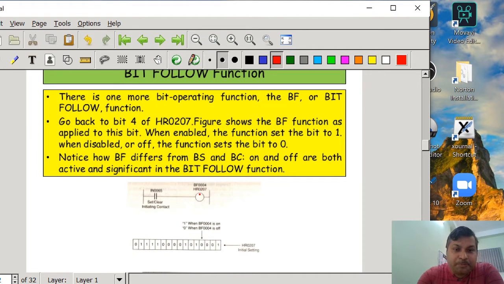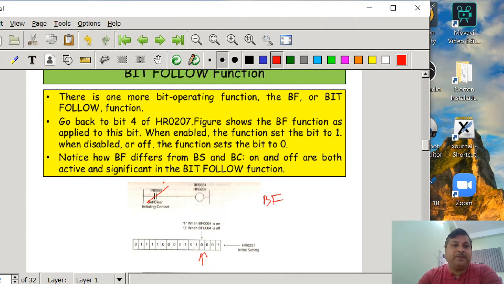Okay, so BF004 HR207. So we are going to apply this BF to the fourth bit of HR207. Then what will happen? When it is enabled, the function sets the bit to 1. When it is disabled or off, the function sets the bit to 0.